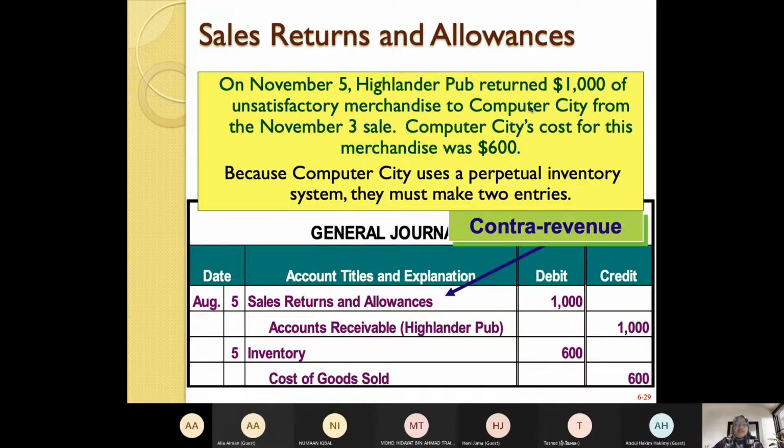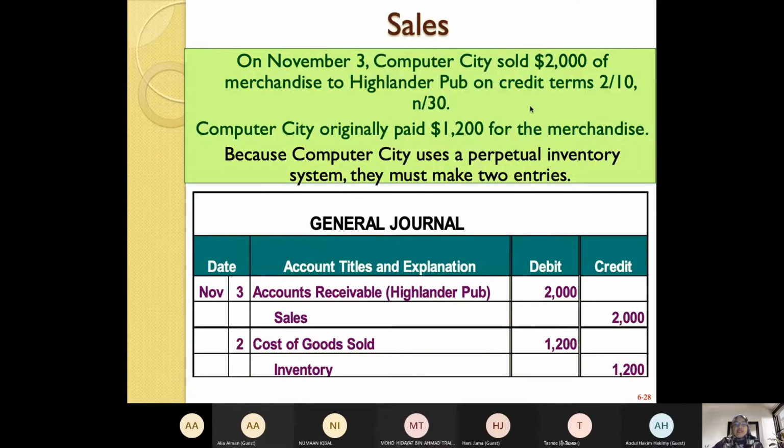All right, when you have sales returns, remember that sales is on the credit side, right? Whenever you have sales, it is on the credit side. So whenever you have sales returns, it will be on the debit side. Why? Because it's a contra account. So when you say contra account, it's always the opposite of the main item.